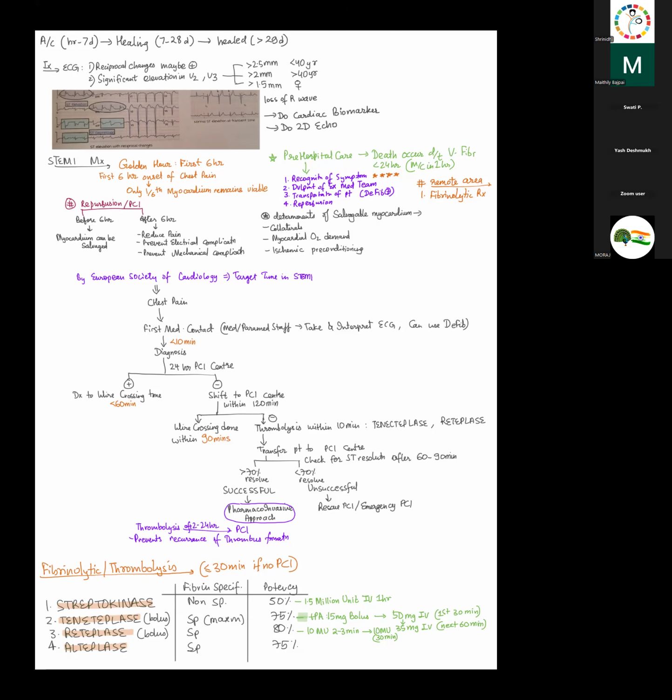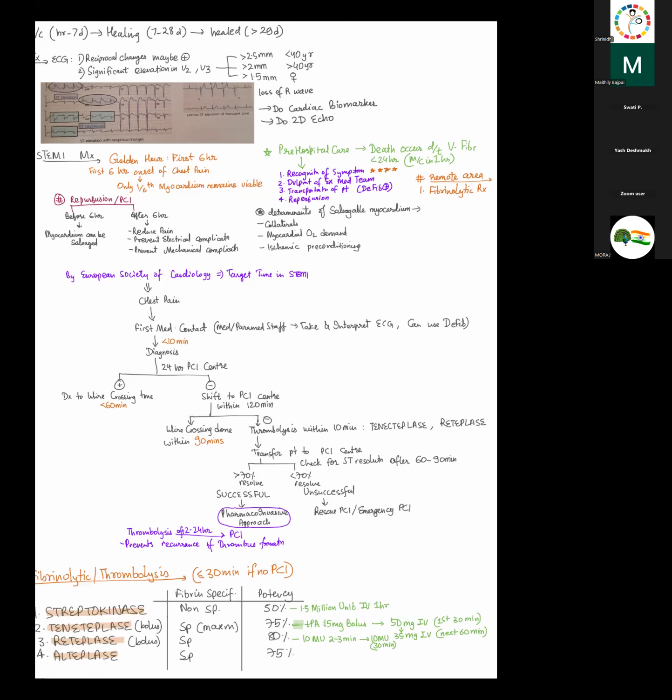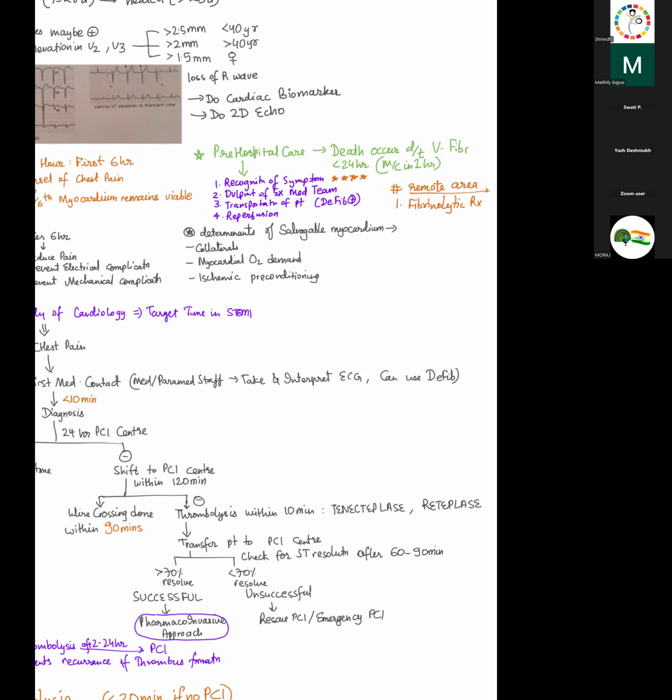Coming to the management part, the golden hour for STEMI management is the first 6 hours of the onset of the chest pain, because only 1/6 of the myocardium remains viable. Pre-hospital care is very important because ventricular fibrillation occurs in the STEMI patient within the first 24 hours, and most commonly in the first hour itself. So the recognition of symptoms is very important. Then deployment of the emergency medical team, transportation of the patient, and reperfusion are important.